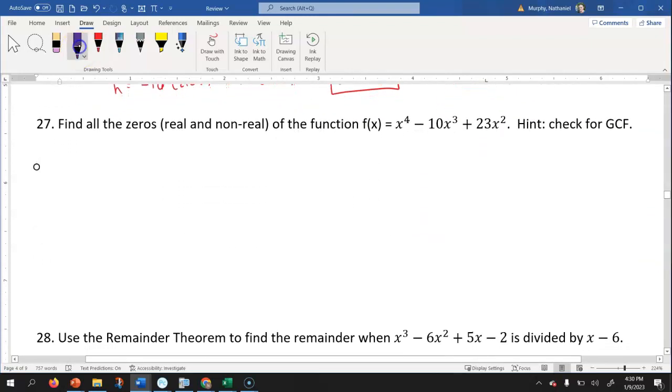All right, 27. Find all the zeros, both real and non-real of the function. They give us this hint of checking for the GCF. So I'm going to start by factoring this down. Otherwise, if I don't have a graphing calculator, I don't have a way to find all these zeros. So that's why, again, can't use a graphing calculator on the final. So I'm showing you how you can do all of this using just simple algebra. So we're going to start by factoring out an x squared. That's the greatest common factor.